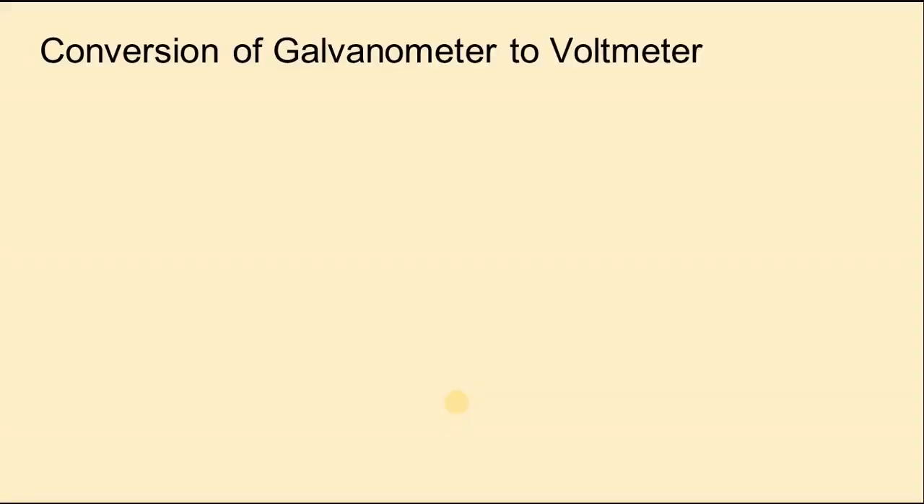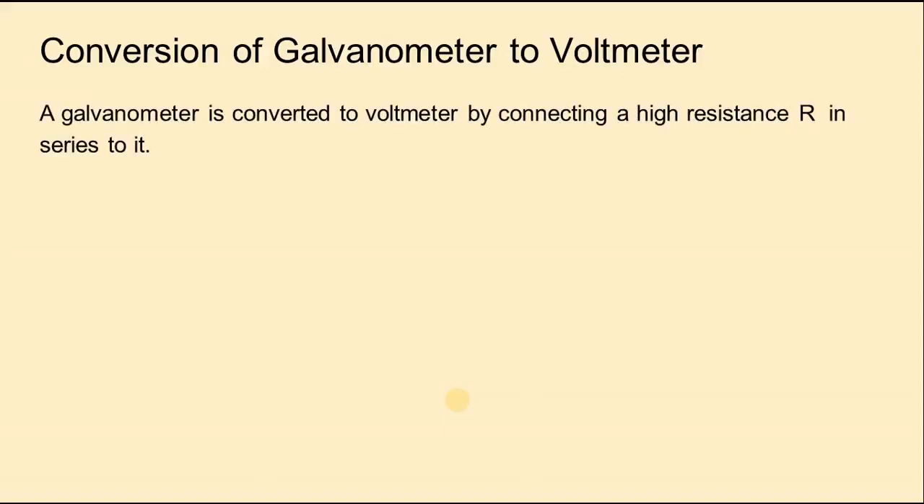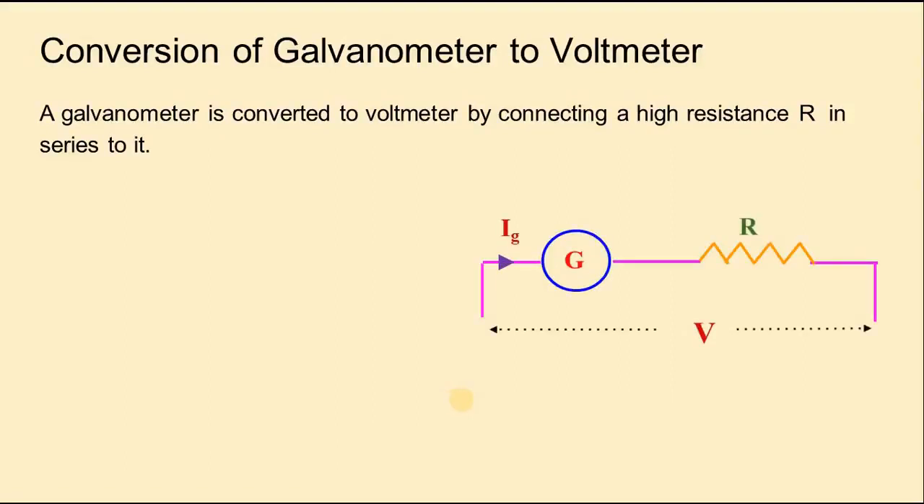Conversion of galvanometer to voltmeter. A galvanometer is converted to voltmeter by connecting a high resistance R in series to it. Here V is the potential difference to be measured. R is the high resistance connected in series with galvanometer of resistance G. Ig is the maximum safe current that can flow through the galvanometer.